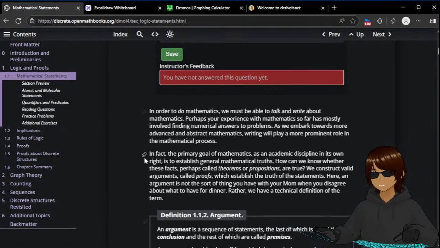In order to do mathematics, we must be able to talk and write about mathematics. Perhaps your experience with mathematics so far has mostly involved finding numerical answers to problems. As we embark towards more advanced and abstract mathematics, writing will play a more prominent role in the mathematical process. In fact, the primary goal of mathematics as an academic discipline in its own right is to establish general mathematical truths.